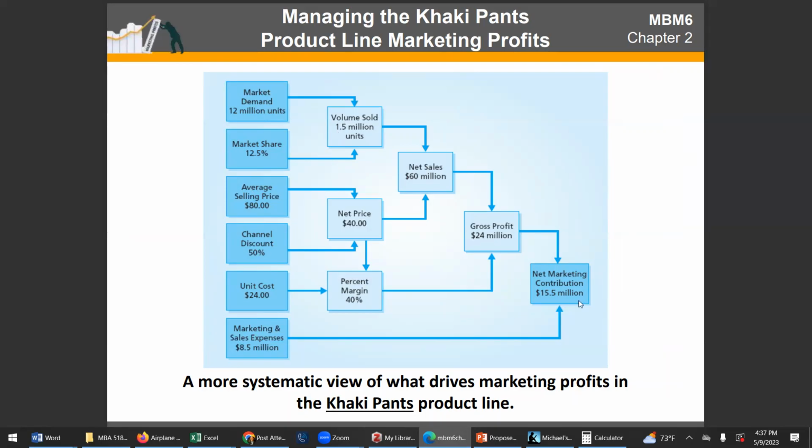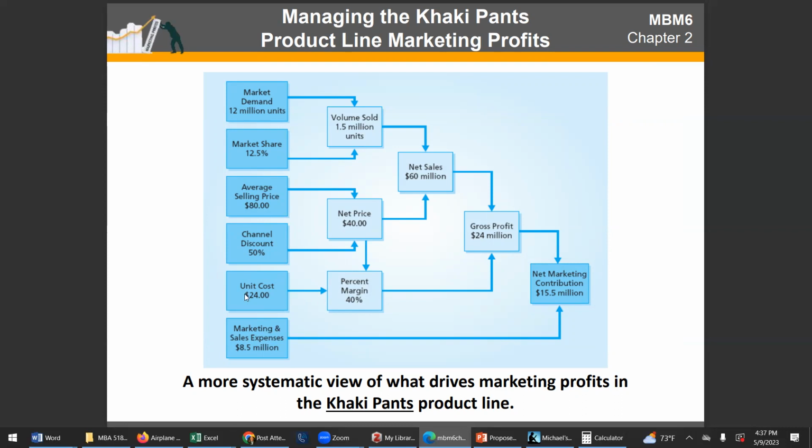So what is driving this 15.5 million? Well, we have to look at what is market demand. What's our market share? What's the average selling price? What's our channel discount right here? So average selling price 80, but if it's at 50%, then I've got to give away 50% of 80, which is $40 to the channel, so they will agree to carry our product.